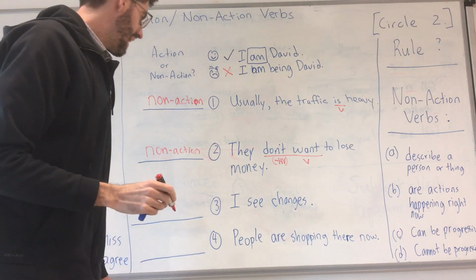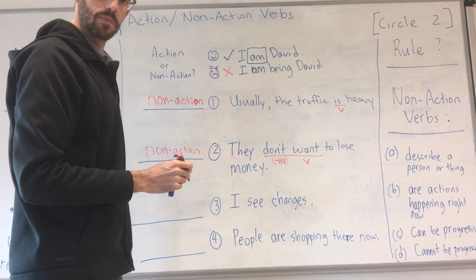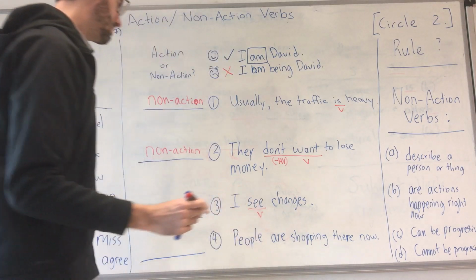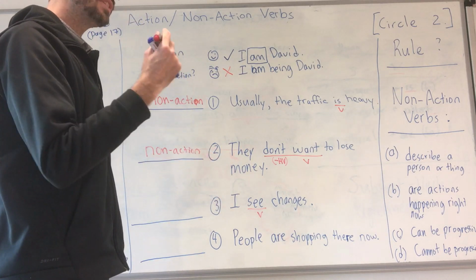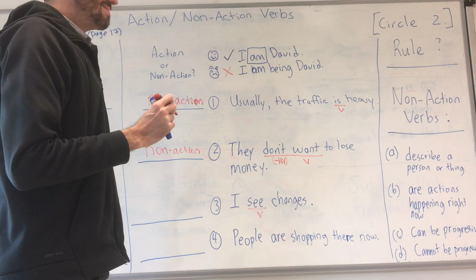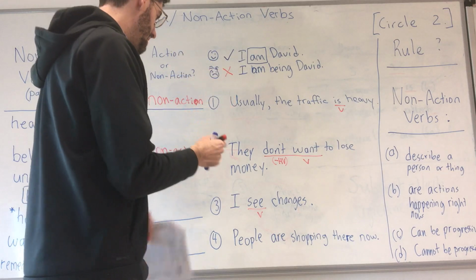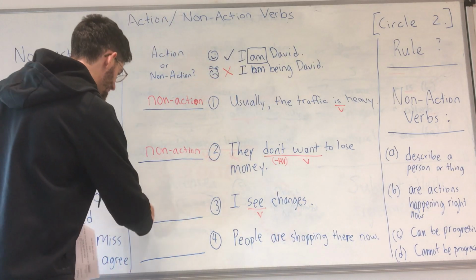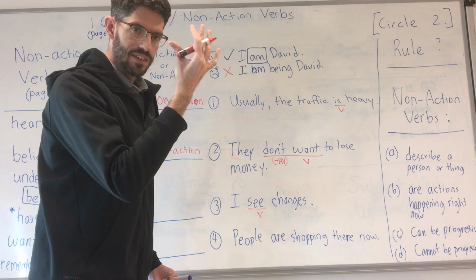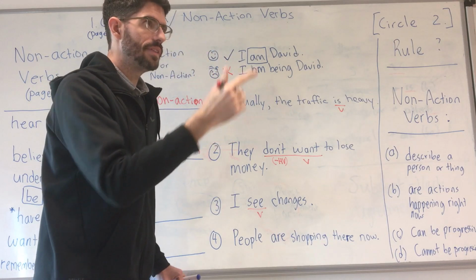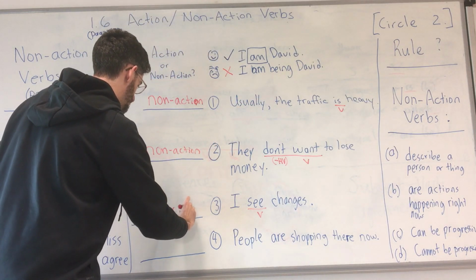Number three, I see changes. What's the verb? See. Is it an action or a non-action? See, okay. See is different from another verb, watch, okay? But see, it just means that your eyes have the information, like, oop, it's there, but it's not an action. Okay, so it's a non-action. All right?